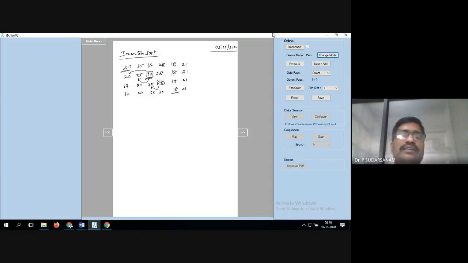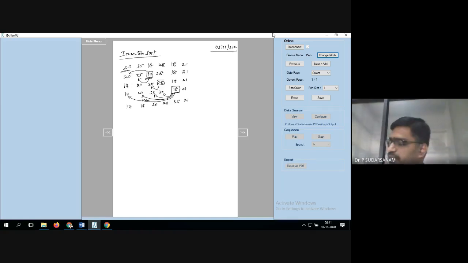18 is to be taken. 18 and 35 will be compared. The condition is true, so 35 will be moved here. Now 18 and 28 are compared, and 28 will be moved here. Now 18 and 20 are compared. The condition is true, so 20 will be moved here. Now 18 and 14 will be compared. The condition becomes false, so 18 will be copied here. Now 14 stays as it is and 21 as it is.